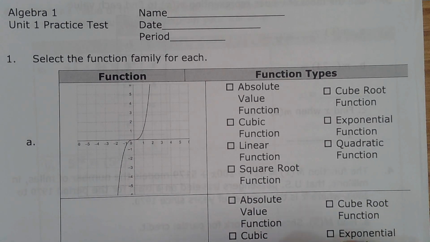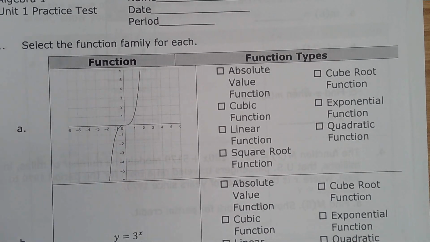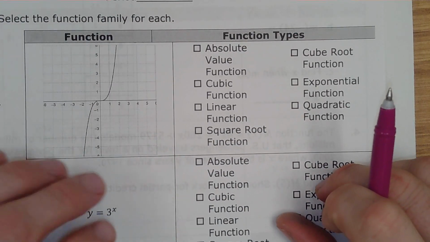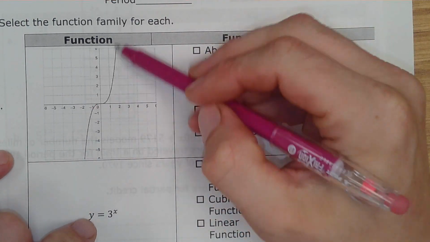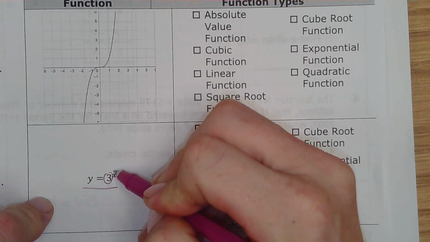All right, so we're going to go through the Algebra 1 practice test. This is without a calculator, so here we go. All right, the first one is choose the function shown here. It gives you this hint that it's 3 to the x.